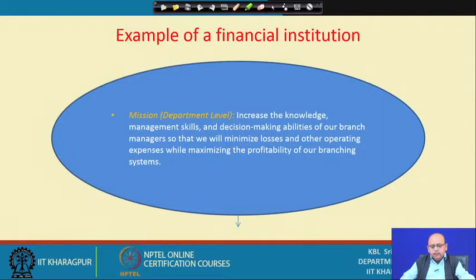Then, if you look at the mission at the department level, the idea is that you have a knowledge management system and decision making abilities of the branch managers, so that they are able to minimize losses and increase profits for the organization. So, each branch is supposed to have its own objectives or mission in terms of maximizing the profitability of the business.